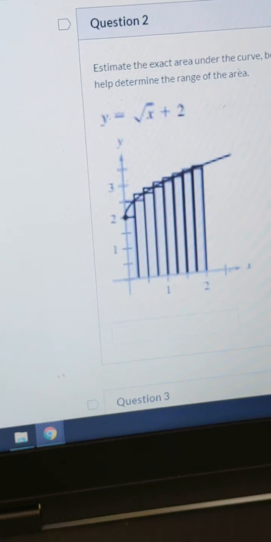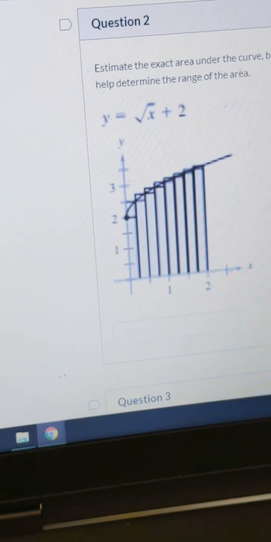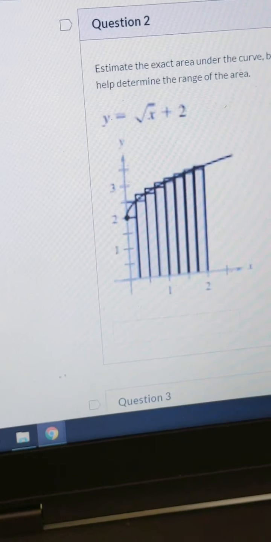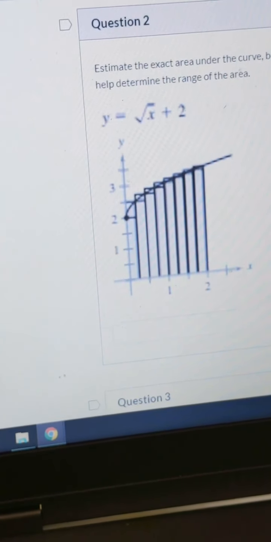Alright, so on the left side, I got a total of 5.6847. And then on the right side, I'm going to do a little trick here. I'm going to take my left side, subtract the 0.5, and then add the 0.8536. I get 6.0383.